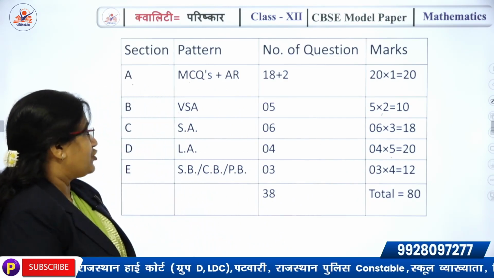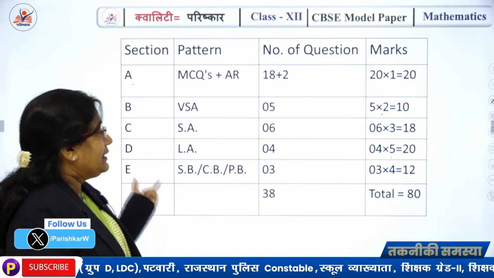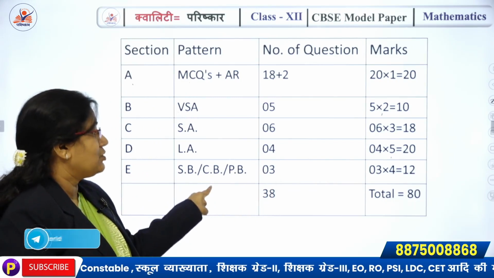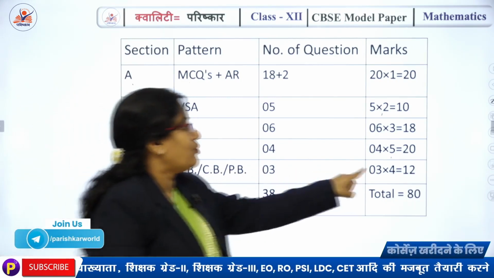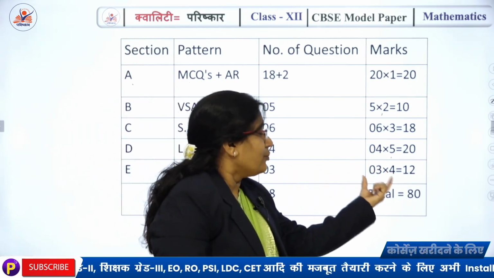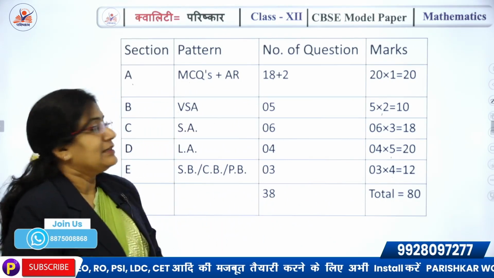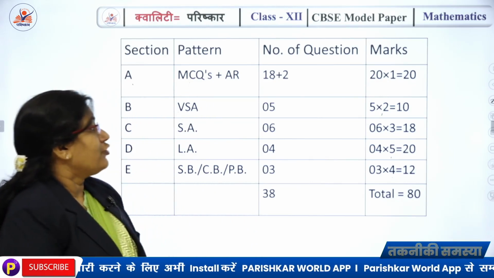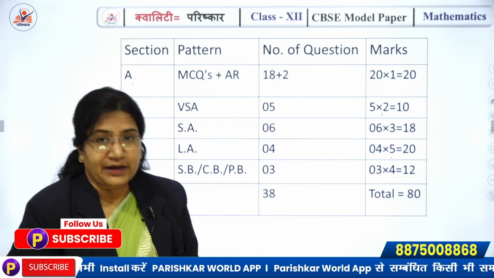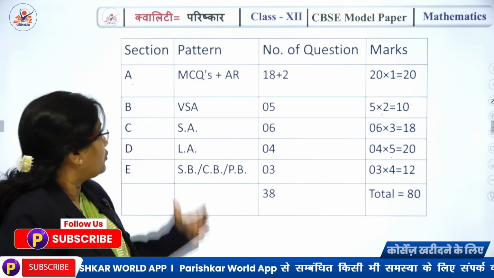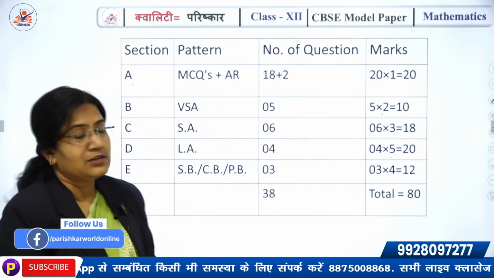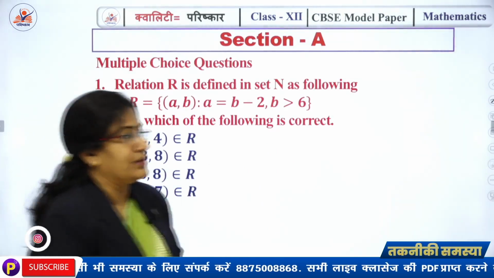Again we have section E. Section E contains 3 source based, case based or passage based questions of 4 marks each. That means 4 multiplied by 3. Section E contains a total of 12 marks. That means the number of questions in this question paper is 38 and the total marks are 80. So without any delay, let's start the question paper with question number 1.